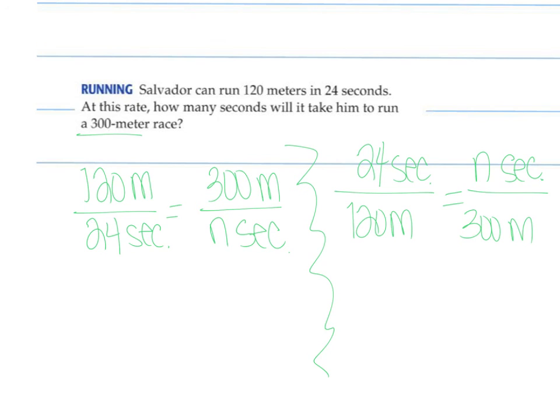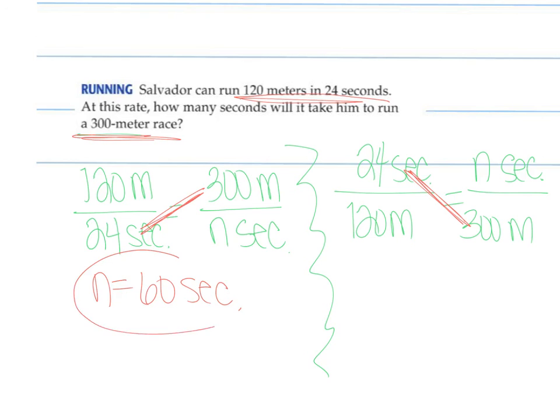You will get the same exact answer, because notice here my diagonal is 300 times 24, and then I divide by 120. Here it's 24 times 300, and I divide by 120. So you would get the same answer. 300 times 24 is 7,200, and I divide it by 120, and I get 60. So n equals 60 seconds. 24 seconds in 120 meters, 60 seconds in 300 meters sounds reasonable, so that would be my answer.